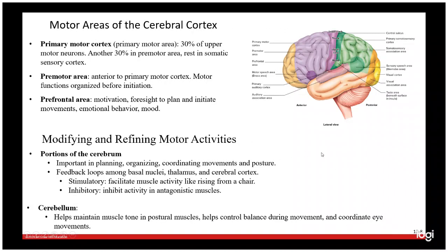All right, so the primary motor cortex is about 30% of upper neurons. Another 30% are in the premotor area, and the rest is in the somatic sensory cortex. Remember, I told you whenever you see soma, that means body. You will see that term over and over and over again, so learn it now. It will always give you a little bit of a hint if you've forgotten a term.